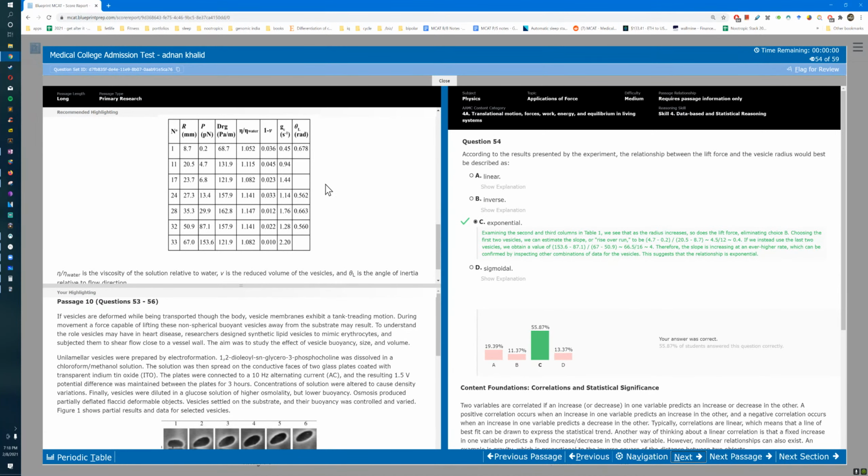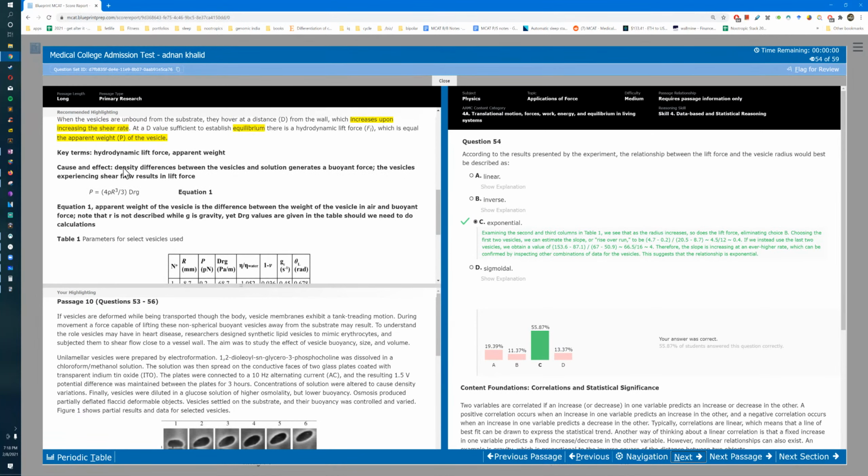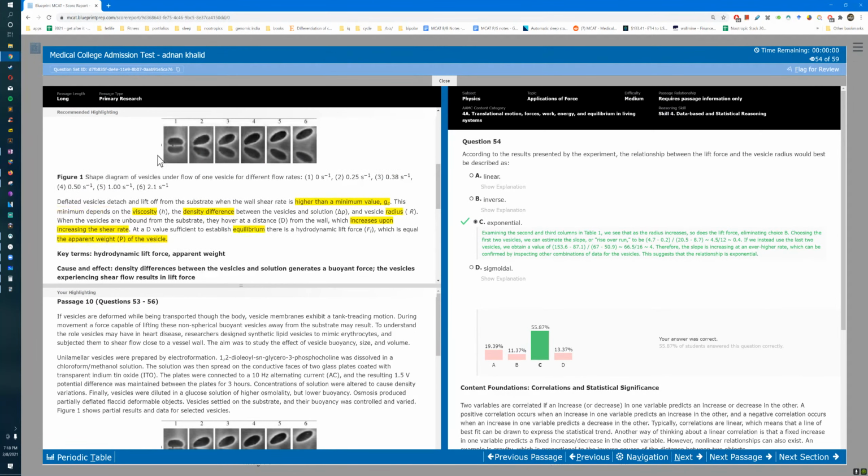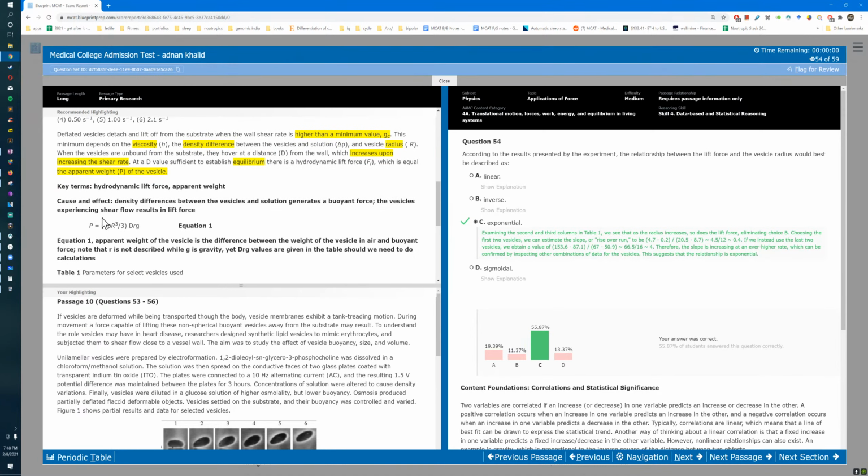Relationship between lift force and the vesicle radius. So I looked at this. They basically said that the lift force is equal to the apparent weight, so P. And radius is capital R. So basically lift force, or P, is proportional to the cube of the radius. This is an exponential relationship.